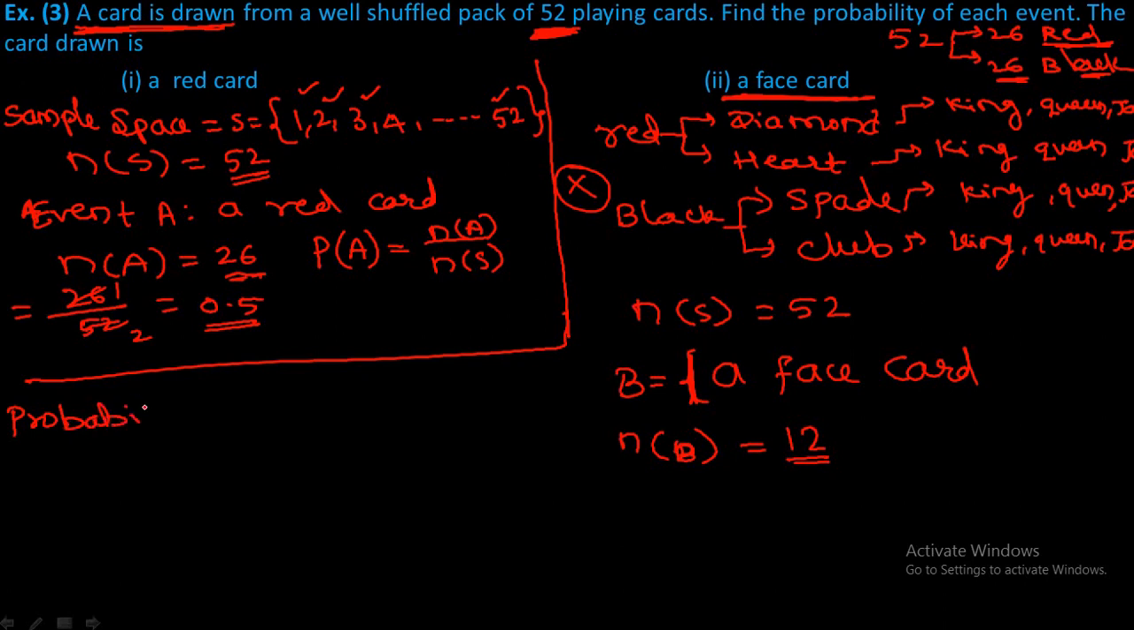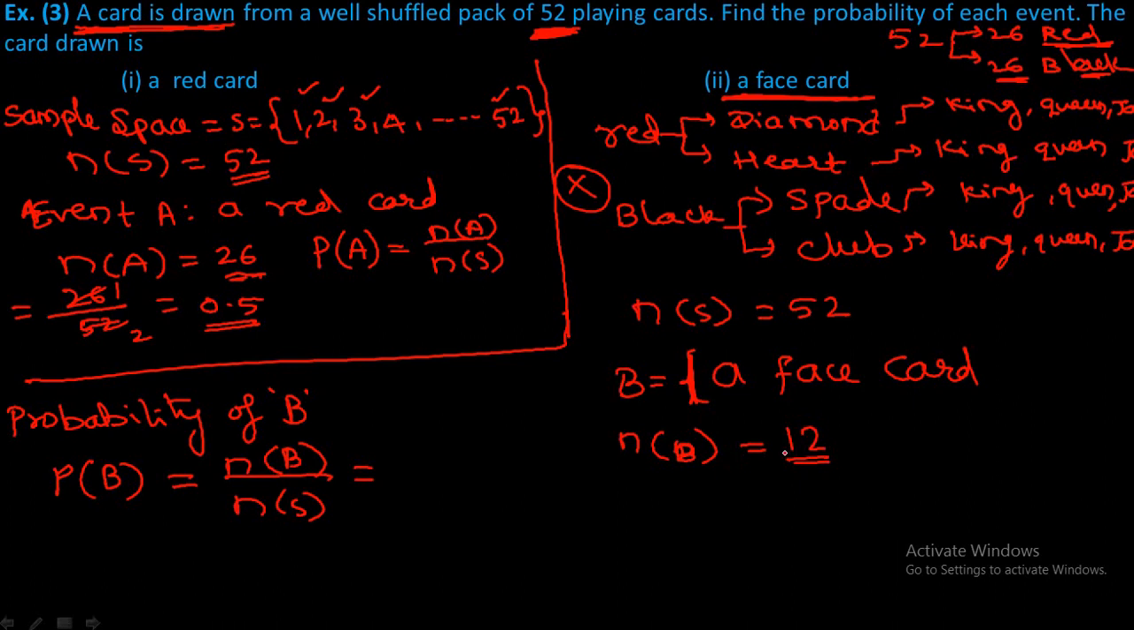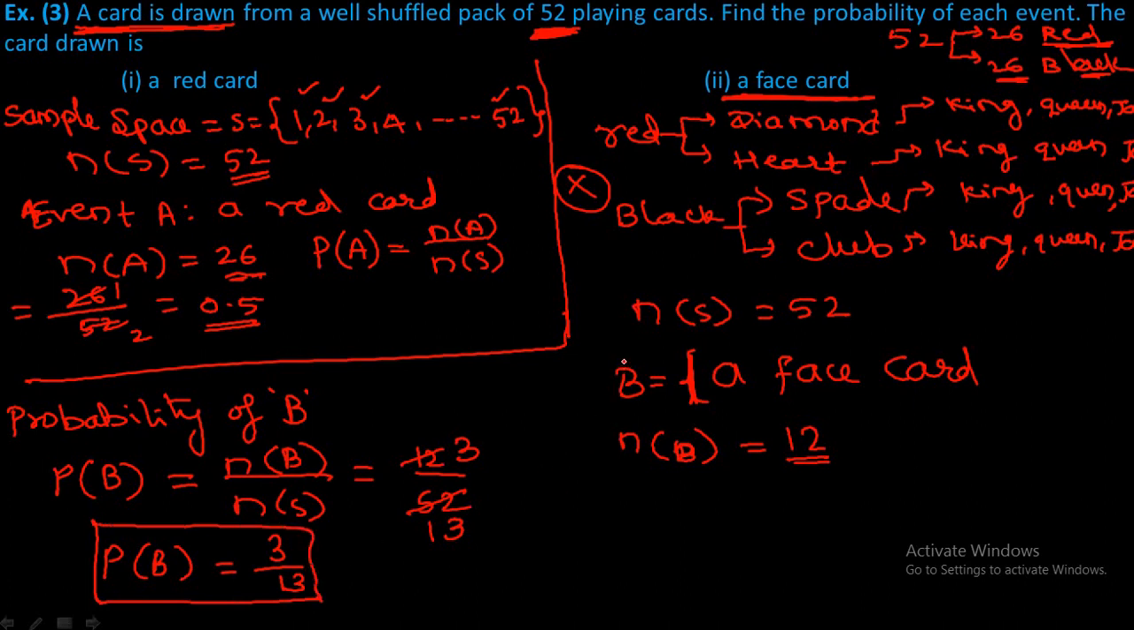So the probability of B, P of B, is equal to n of B divided by n of S. n of B is 12, divided by n of S, which is 52. 4 threes are 12, and 4 thirteens are 52. So P of B is equal to 3 upon 13. This is the probability of that event. Face card means king, queen, jack. All this you should remember. I hope you understood the problem.